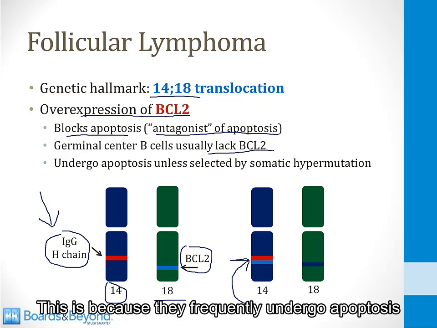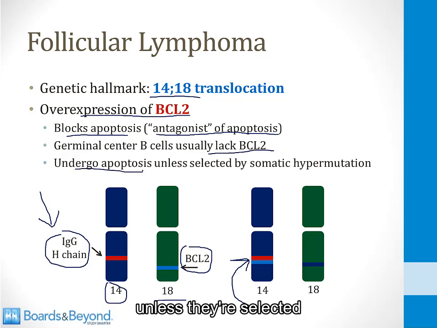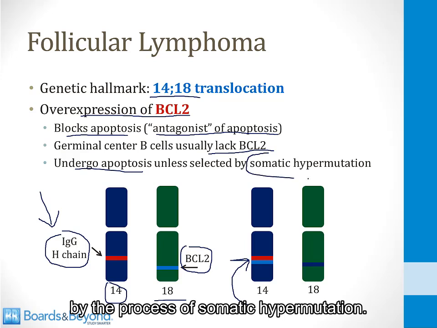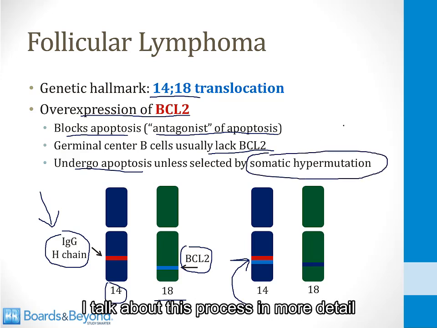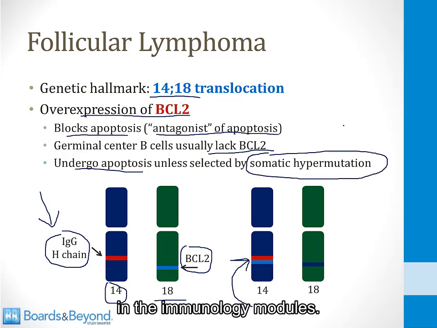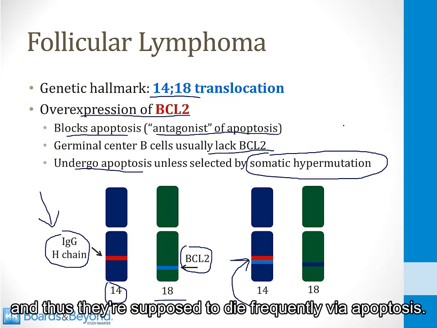This is because they frequently undergo apoptosis unless they're selected by the process of somatic hypermutation. I talk about this process in more detail in the immunology modules. What this means is that the B cells in the germinal center are supposed to lack BCL2, and thus they're supposed to die frequently via apoptosis.